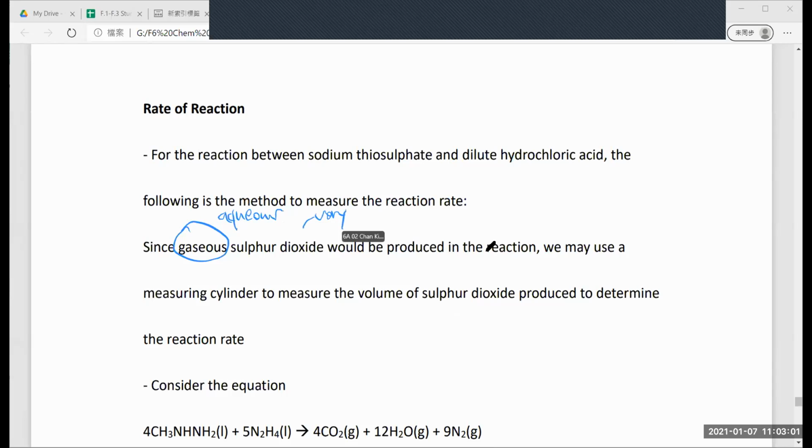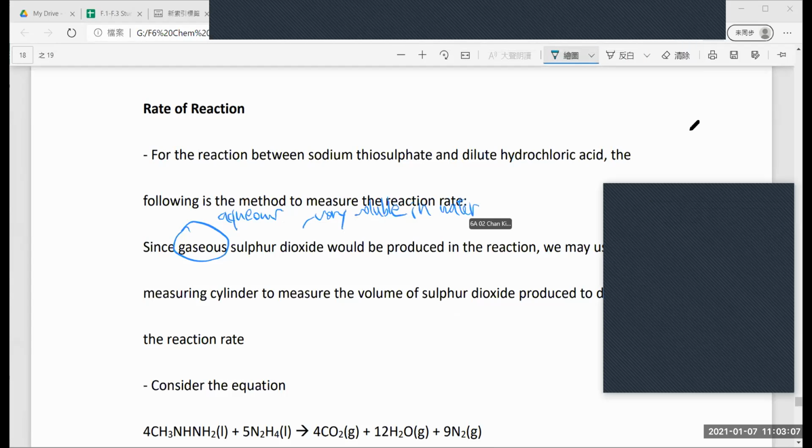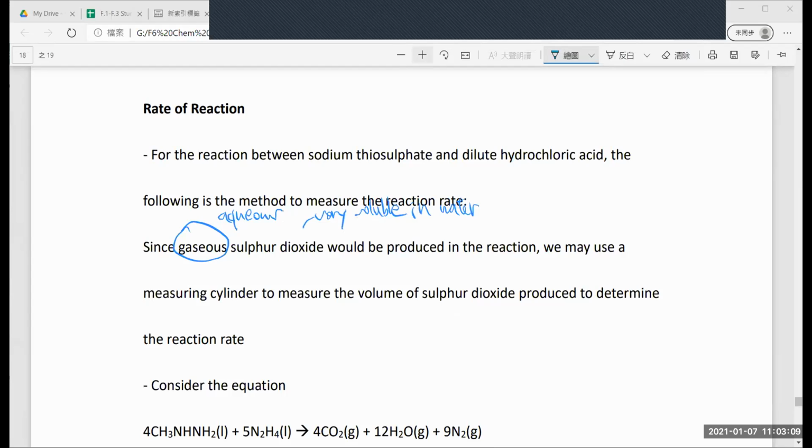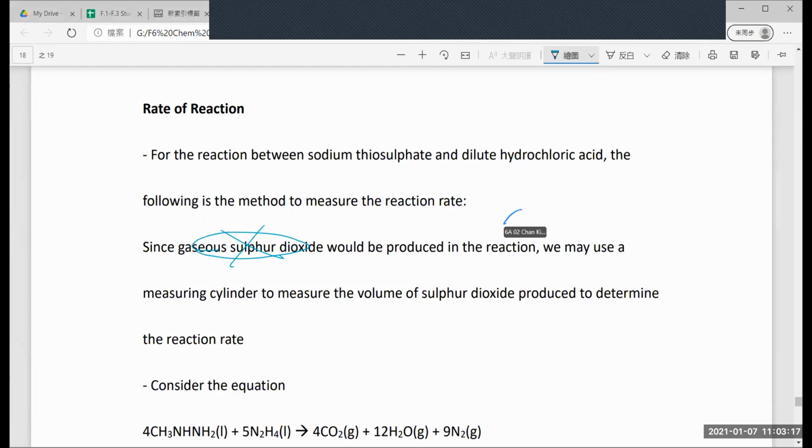SO2 is soluble in water, so you cannot use the change in volume of SO2 to determine the reaction rate. So what is the correct method?